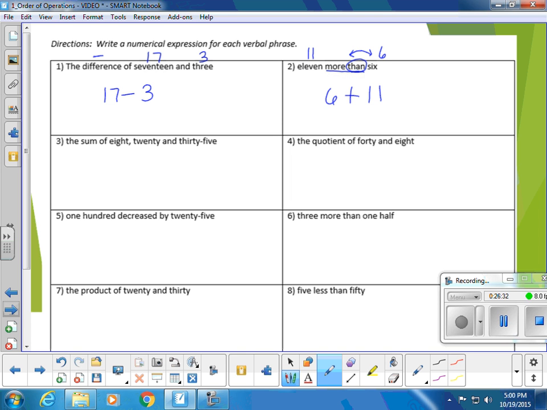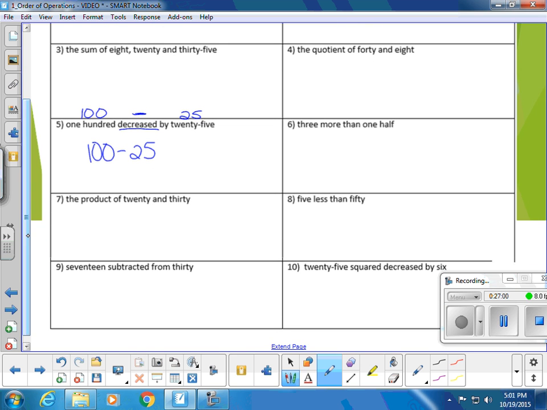All right, we're going to go ahead and do number 5 down here. 100 decreased by 25. Decreased means to subtract. We know 100 is given to us first and 25 is given to us last. So we're going to do 100 decreased by 25. That one was pretty easy.